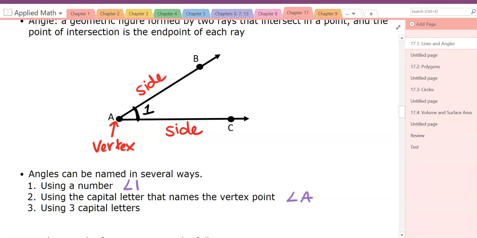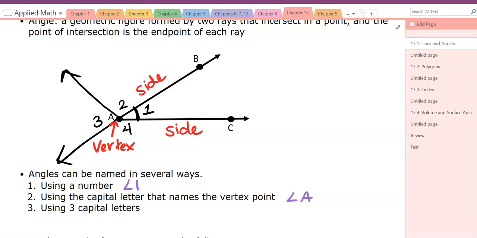Now you can only do that if there's a singular angle in the picture. If I started having lines coming off of A like this, I now have 3 or 4 angles actually that are coming off of A, so I'd have to be a little bit more specific. Because if I just said angle A, someone would be like, well, which one? There's 4 of them that have A as its vertex. You've got the 1, the 2, the 3, and the 4. So when that happens, when you start having these other lines being drawn in and you have to be a little bit more specific about your angles, that's when you use 3 capital letters.